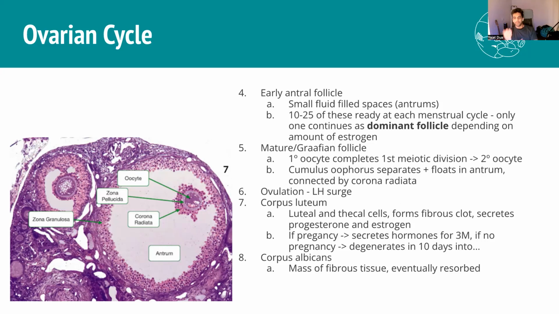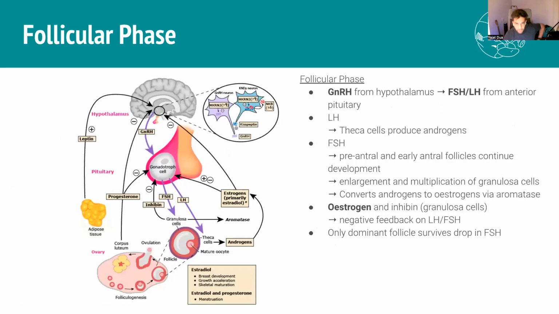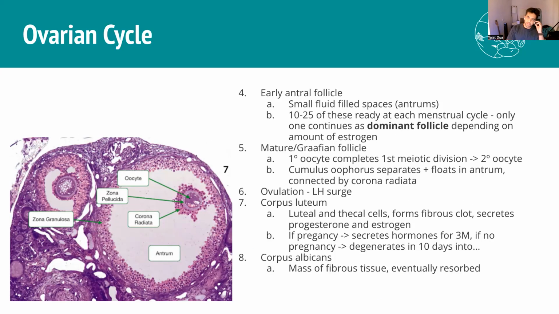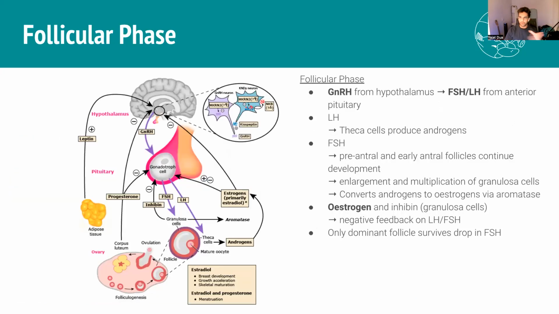The whole point of the corpus luteum is to support the embryo and create an environment within the uterus to support that embryo by secreting progesterone. If there's no fertilization, it degenerates in 10 days and forms the corpus albicans, which is just fibrous tissue, pretty useless, and eventually gets resorbed by the ovary. Okay, that was the ovarian cycle, follicular and luteal phase, pre and post ovulation.